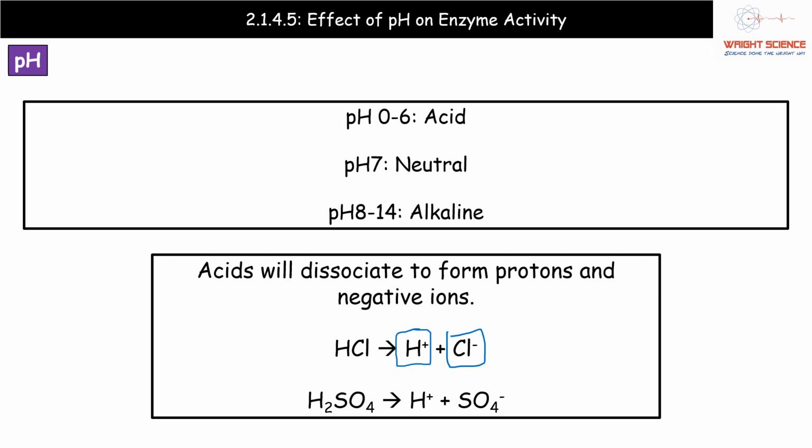If we look at sulfuric acid, H2SO4, we then dissociate to form our hydrogen ion, and of course we are going to have two of those because we've got H2, and then we are going to have our sulfate ion, SO4 2-. So always forming our proton, H+, and we're going to get the negative ion, the rest of the molecule.